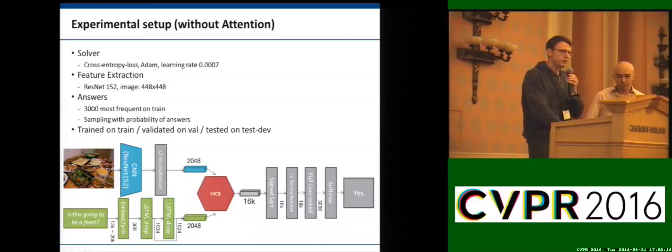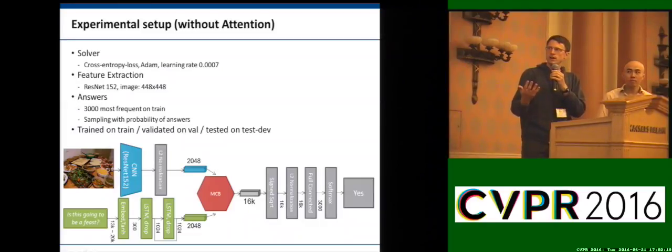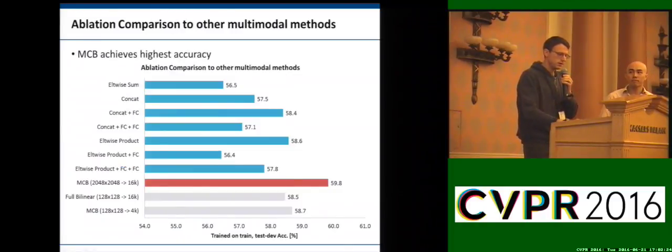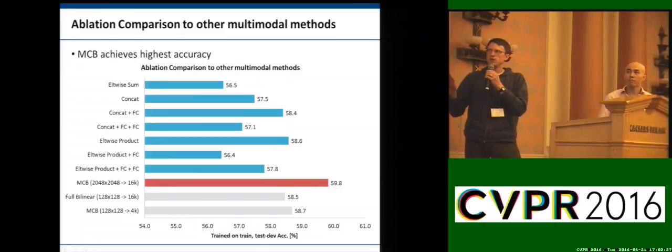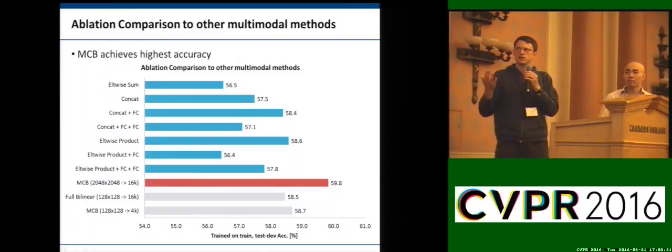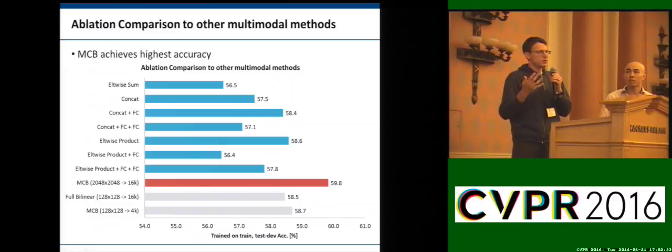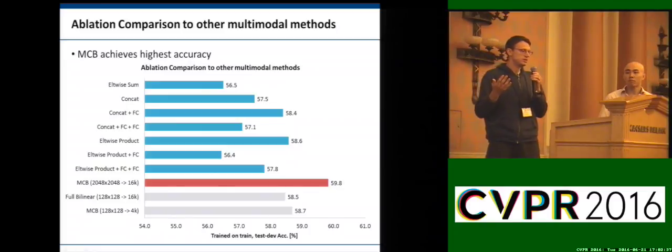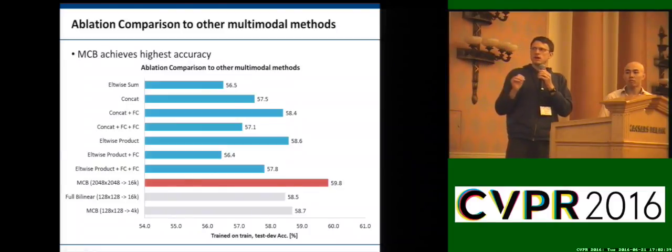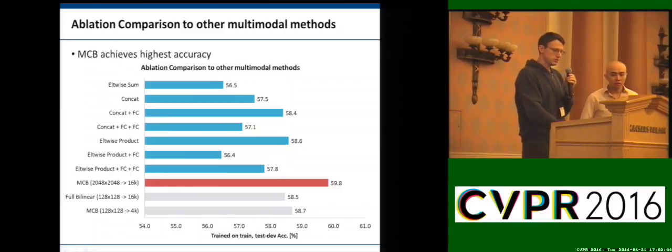The first results we report are by training on train, validating on val, and doing the test on test-dev. And here we see several of the ablations. We compare with element-wise sum, concatenation, and adding multiple fully connected layers, which leads to the same number of parameters. And we see that multimodal compact bilinear achieves the best performance.